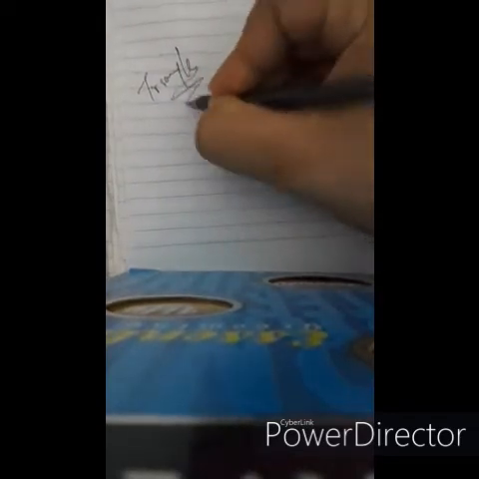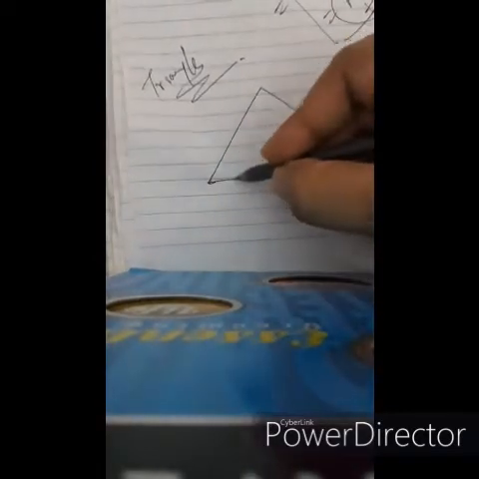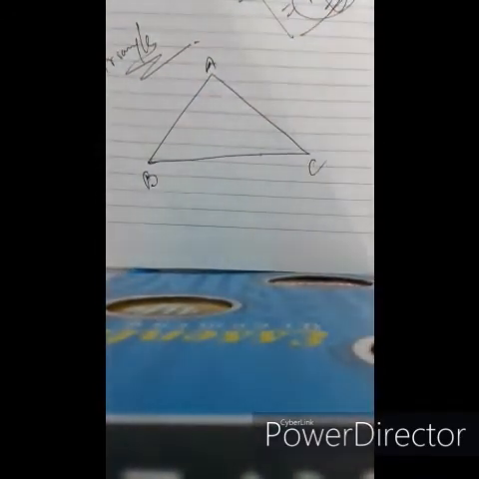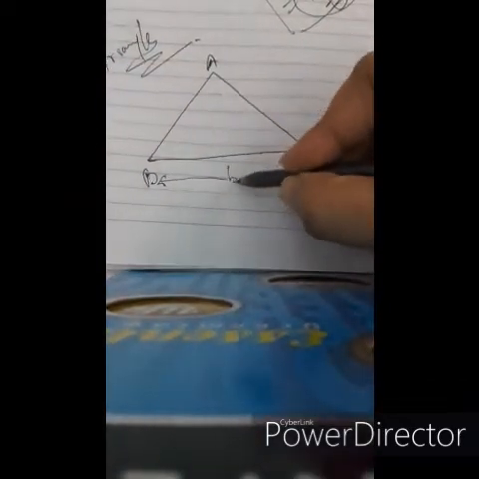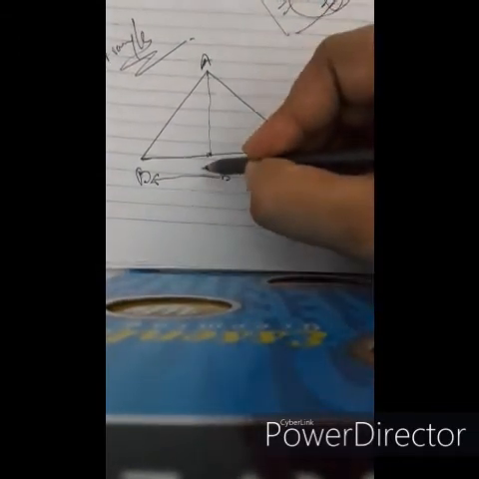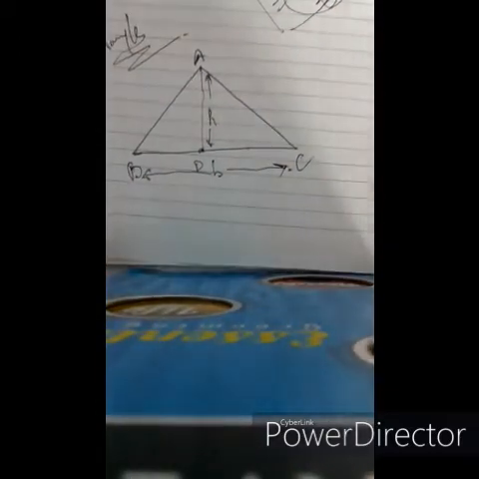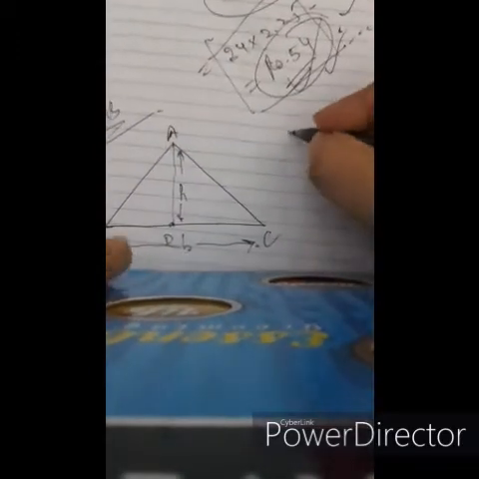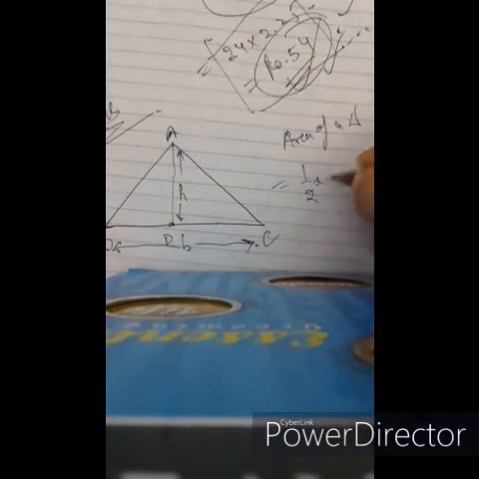Triangles. All right, so this is a triangle. Suppose ABC is a triangle with BC as the base, which is B, and AD as the height, which is H. So by simple formula, area of a triangle is given by half into base into height.